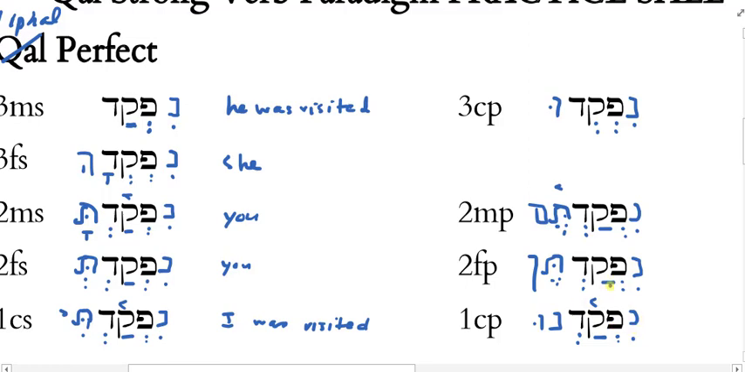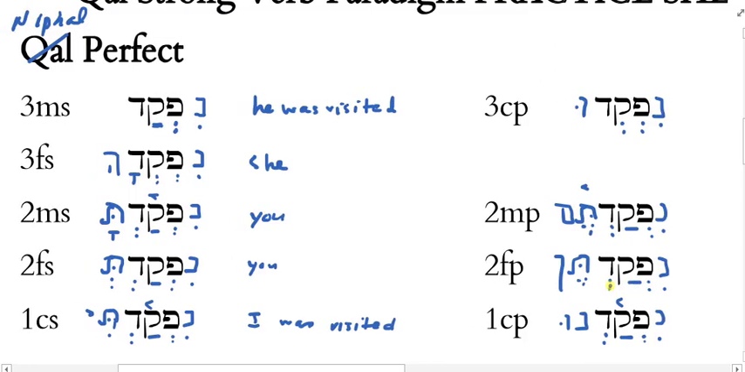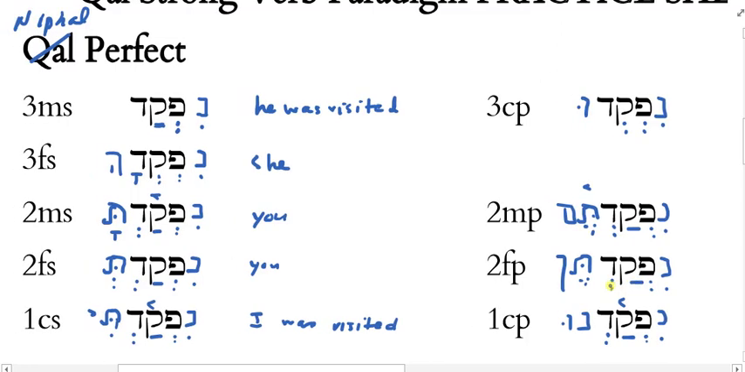Okay? So that's the Nifal perfect pattern. Again, I don't want you to memorize this. What I want you to memorize is the 3MS perfect form. Okay? That's the one you need to know. If you know this, you'll know the rest of them. Okay? All right.